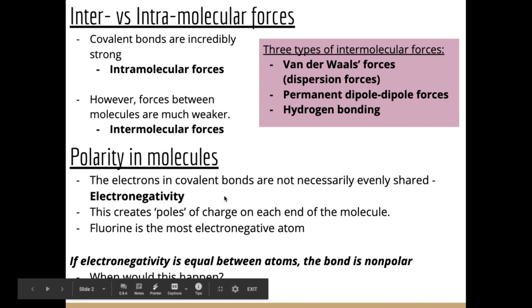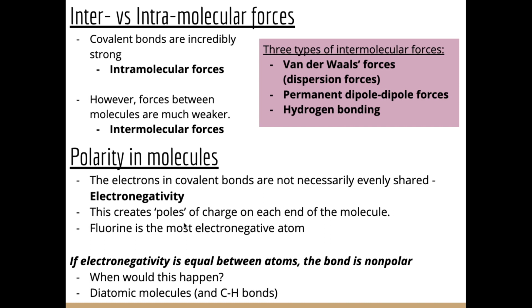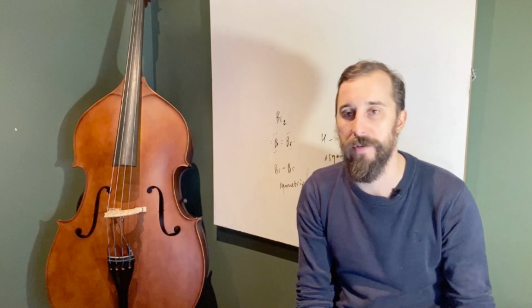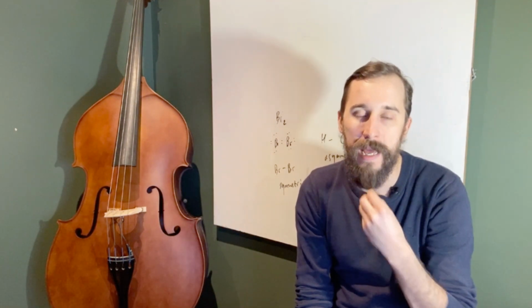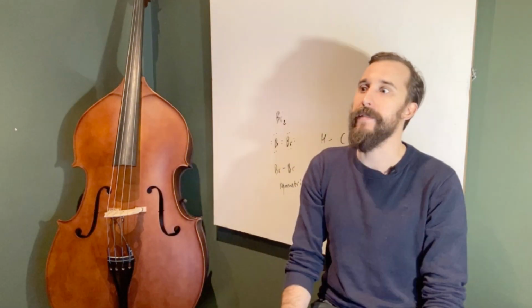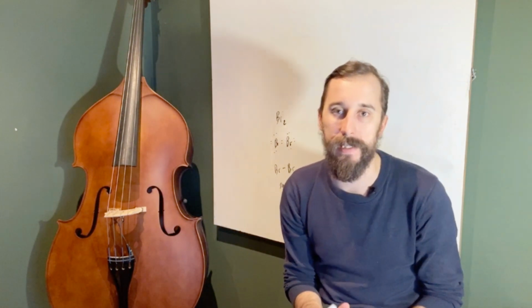So if electronegativity is equal between atoms, the bond is non-polar. This would happen when the atoms are identical, diatomic molecules, Br2, F2, Cl2, those kinds of things. And also when the electronegativity of the two atoms are very, very similar.